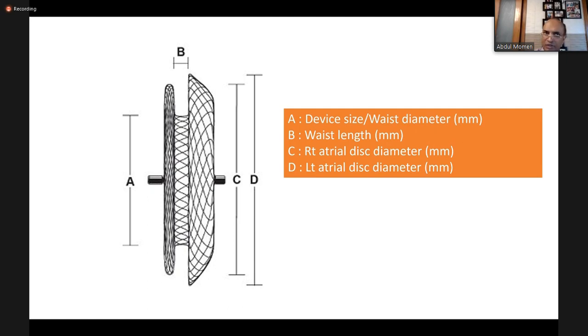ASD, if it is less than 8 mm, there is a chance of closure. It may not close after 4 years. So if ASD persists after 4 years, it is usual that it should be permanent. It is not closed. So after 4 years, any ASD, there is a less chance of closure.